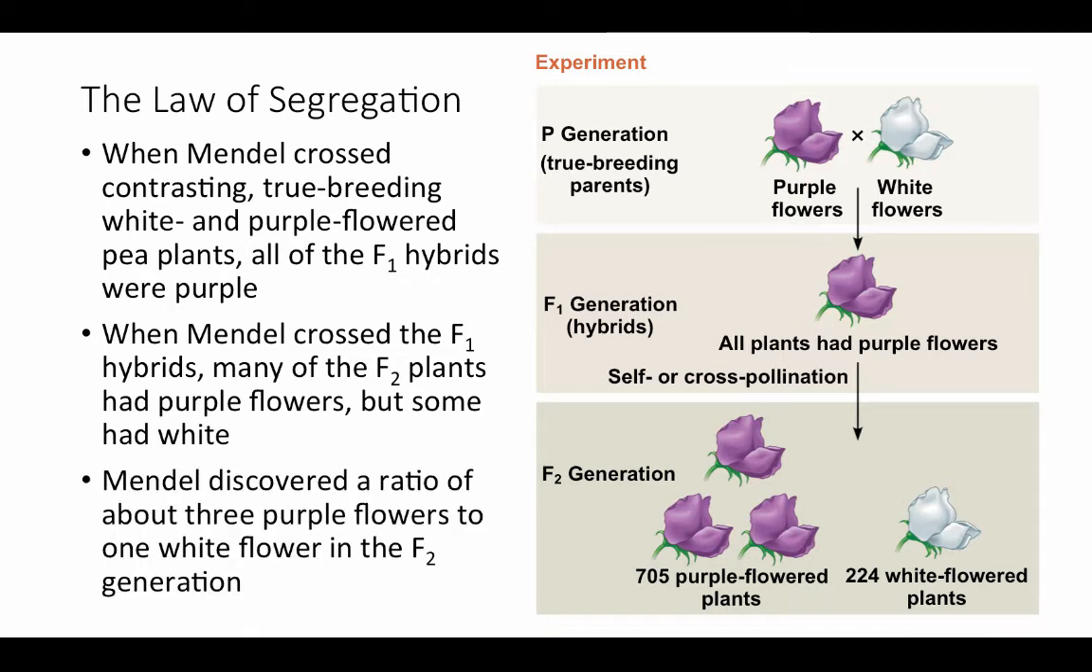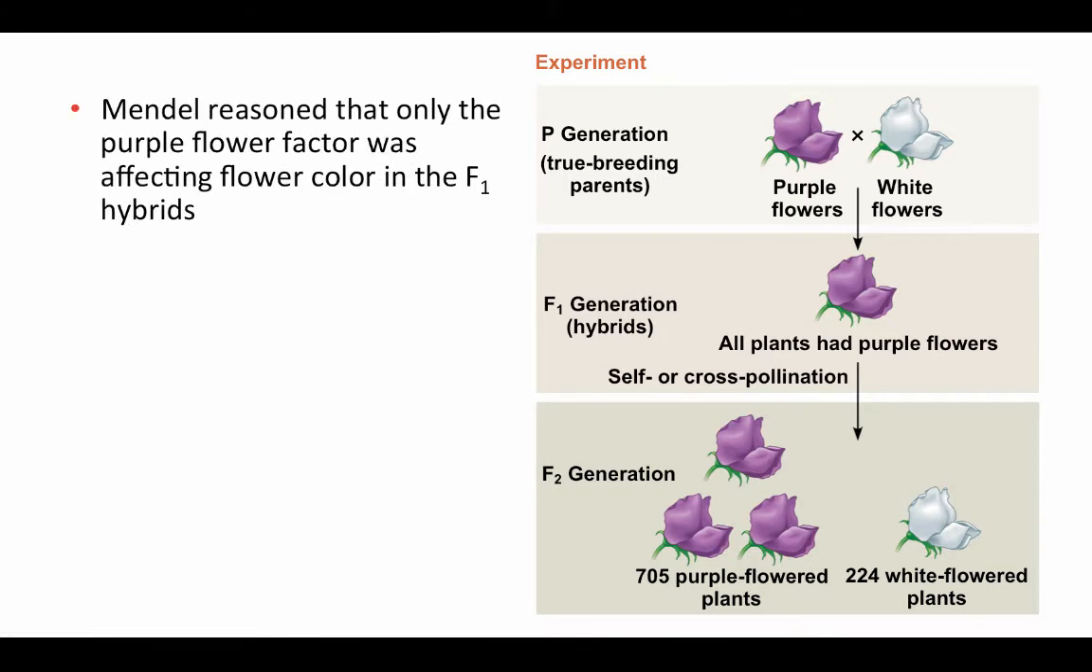And when he sort of crunched the numbers and counted all the flowers, what he found was that in this F2 generation, there were roughly 3 purple flowers for every 1 white flower. So a ratio of 3 to 1 in the F2 generation. From these results, Mendel reasoned that only the purple flower factor was affecting flower color in the F1 hybrids. For some reason, whatever heritable factor was causing this to be purple was the only one having an influence. We know that the white factor had to be there because this parent only had white flower factor to contribute, but for some reason it's not being expressed or seen in this F1 generation.